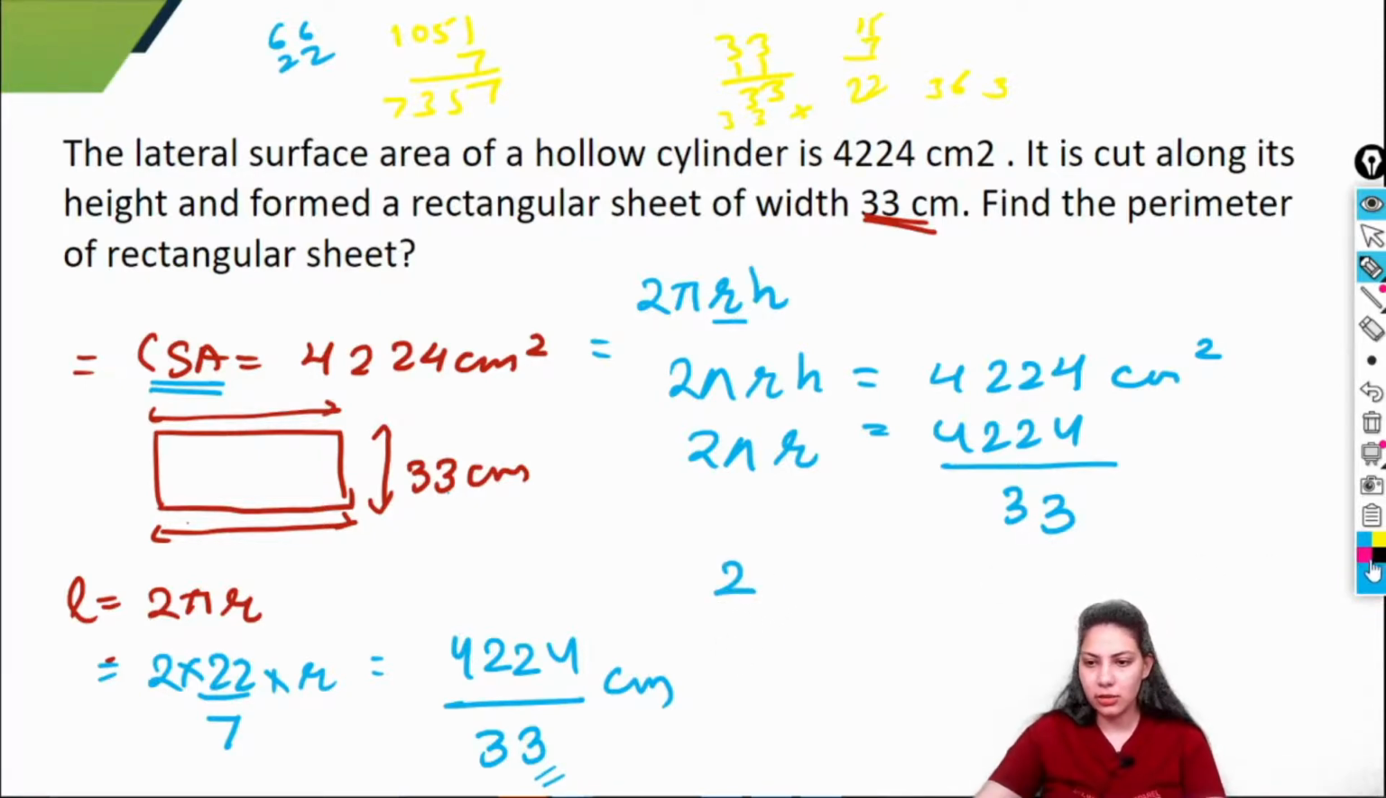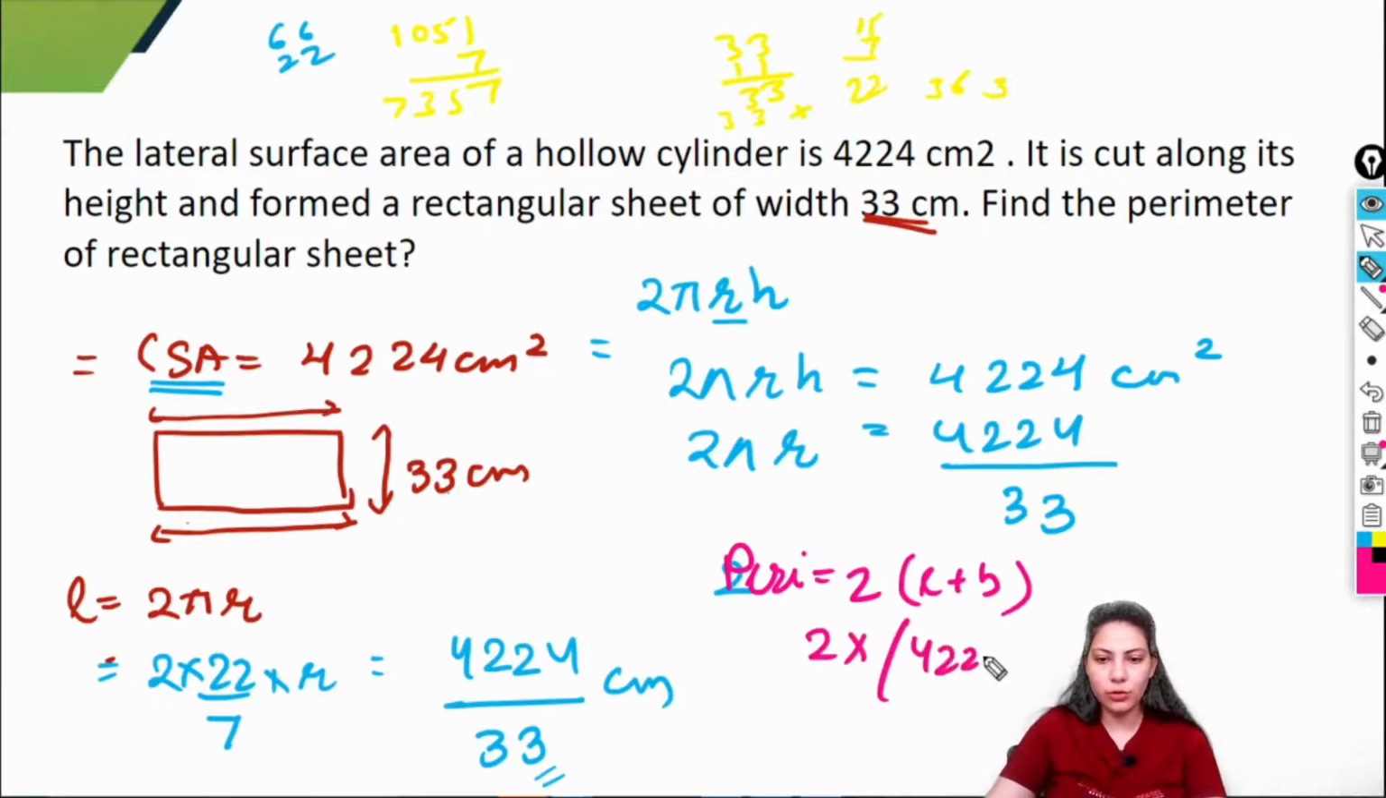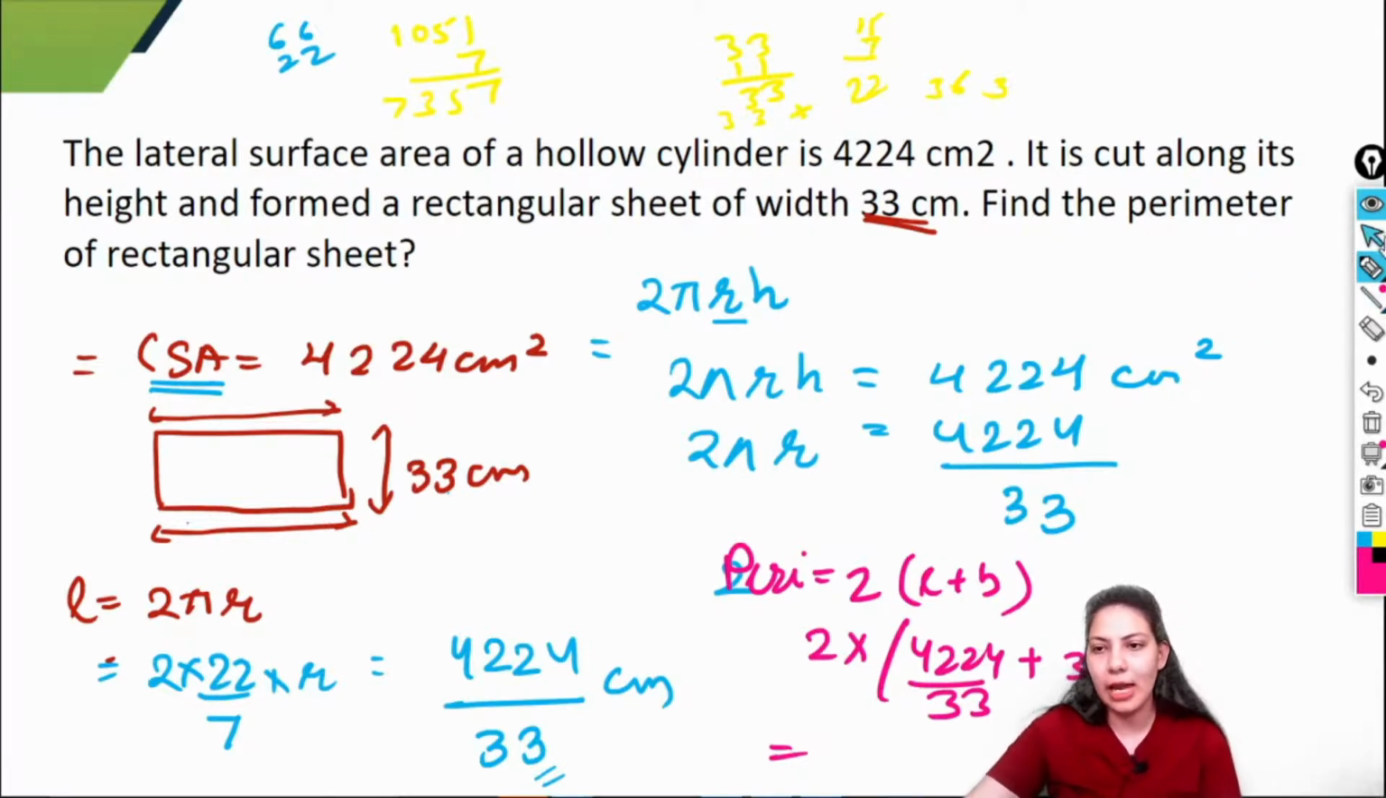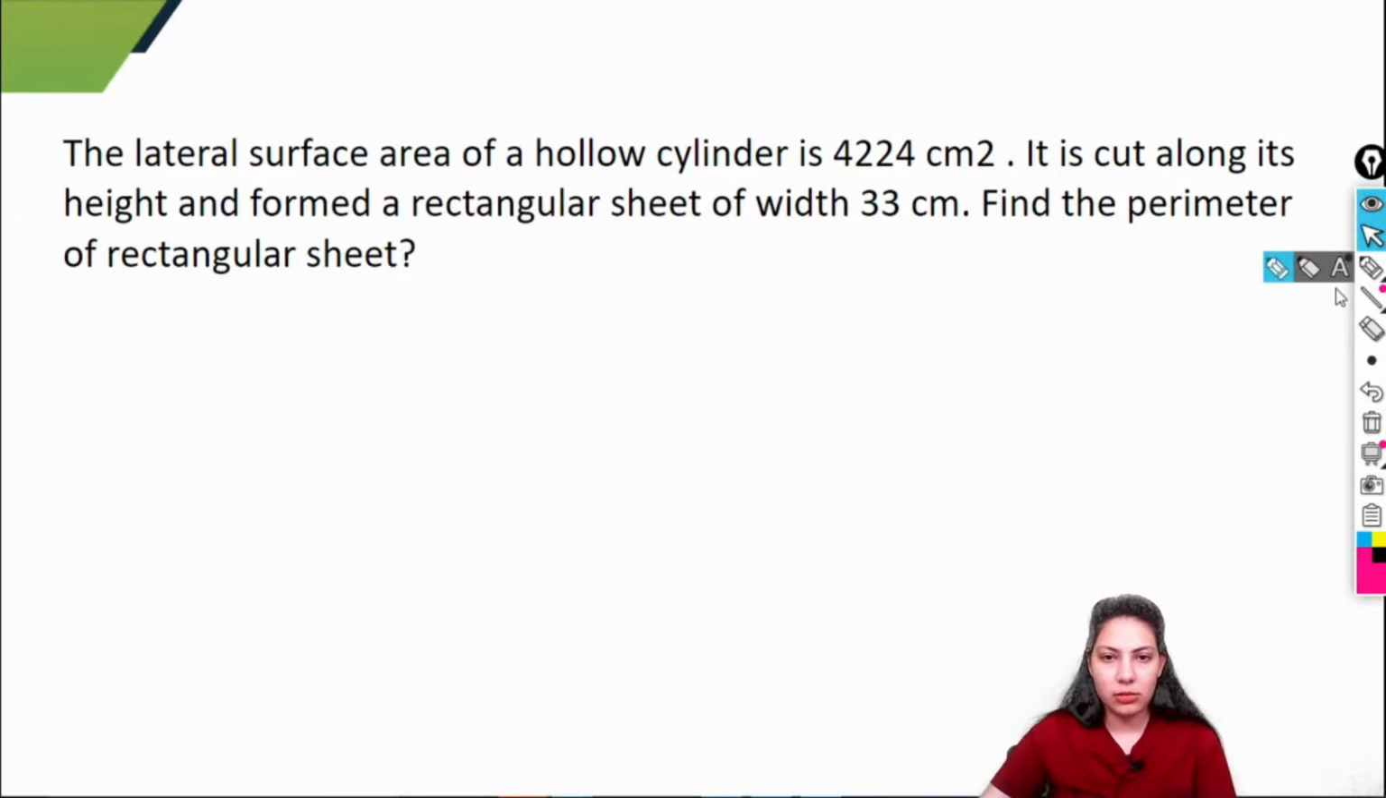The perimeter of a rectangle is 2 into length plus breadth. So 2 into length is 4224 upon 33 plus breadth is again 33, and I guess we can solve this question. I hope you understood the concept behind this question, and you can simplify and solve it. Since we had less time, I would directly move to another question.